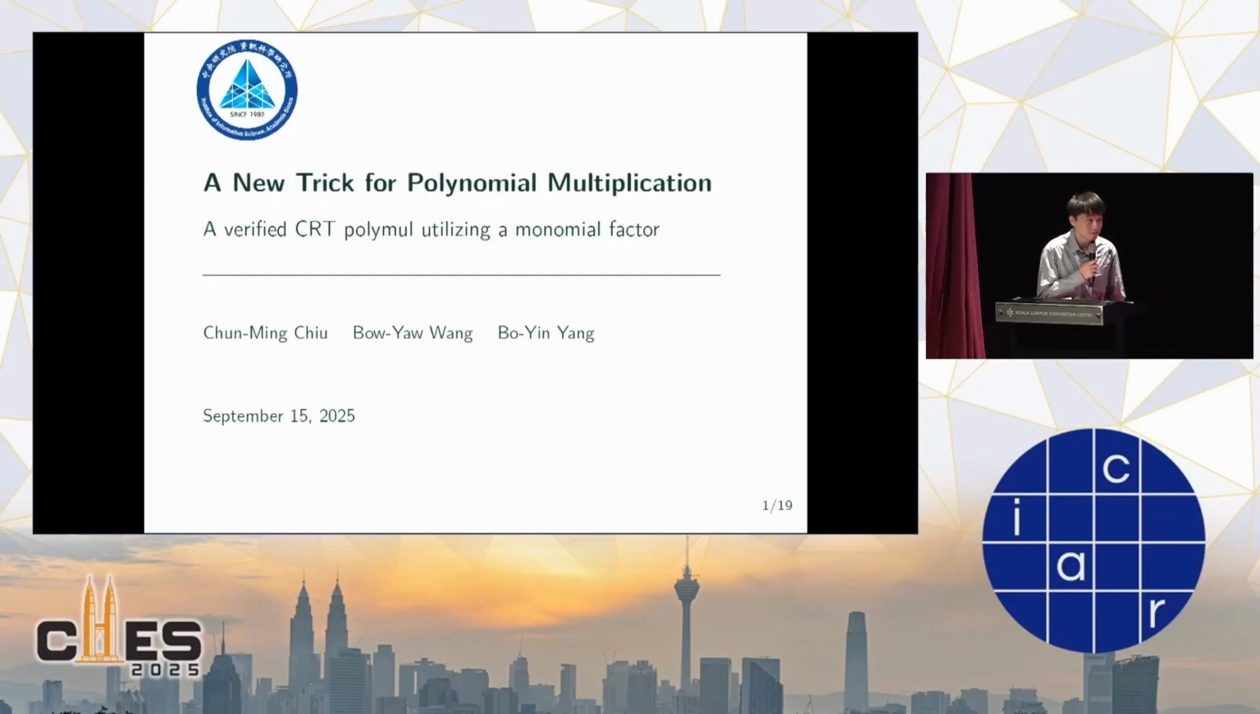Okay, thank you so much for the introduction, and good morning, everyone. My name is Junming. I'm glad to have this chance to talk about the new work on the topic, a new trick for polynomial multiplication, a verified CRT polymorph utilizing a monomial factor, in collaboration with Bo Yao and Bo Ying.